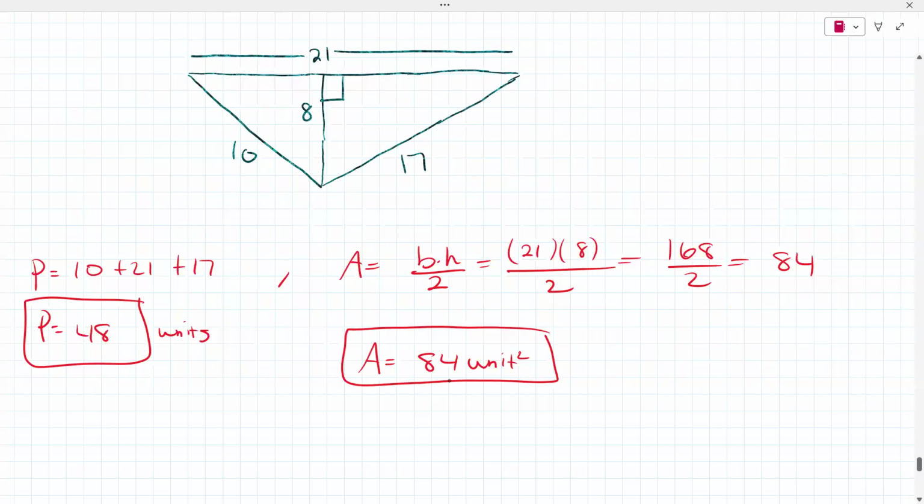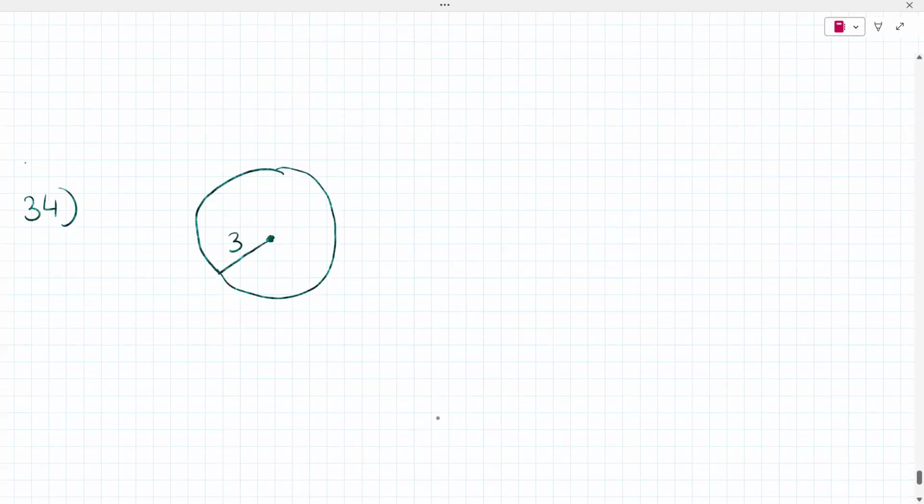Okay, let's move on to 34. So we have a circle with a radius of 3. Now, to find the perimeter of a circle, it's really the circumference. So the circumference of a circle is 2 times pi times r. And the area of a circle is pi r squared.